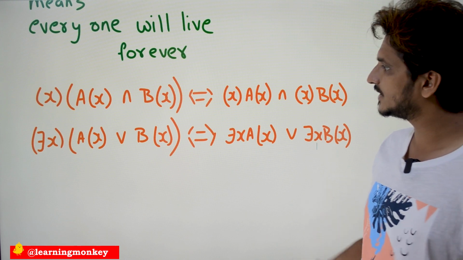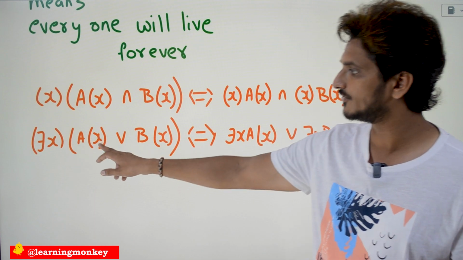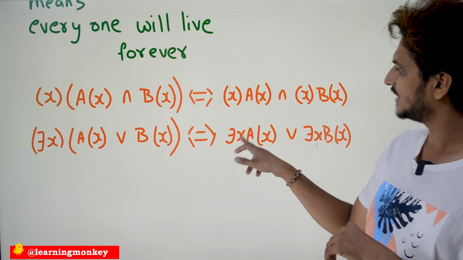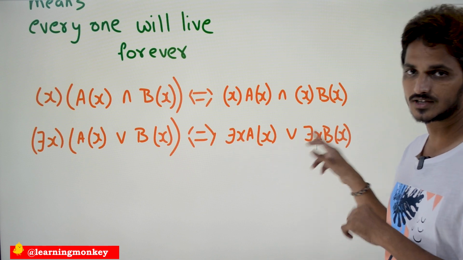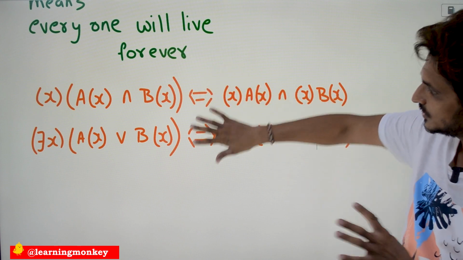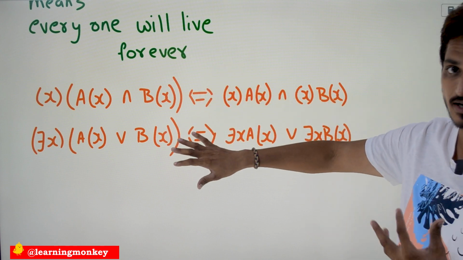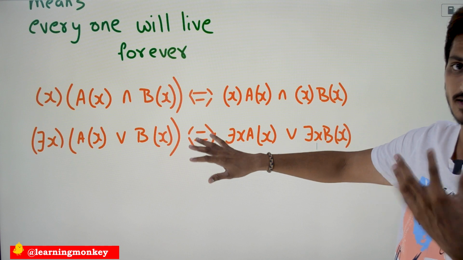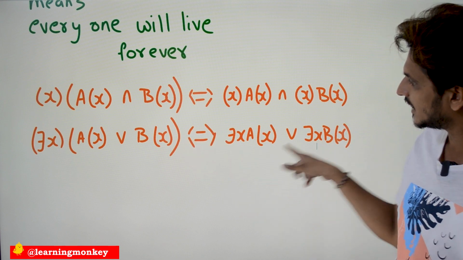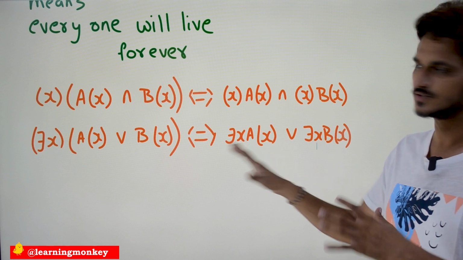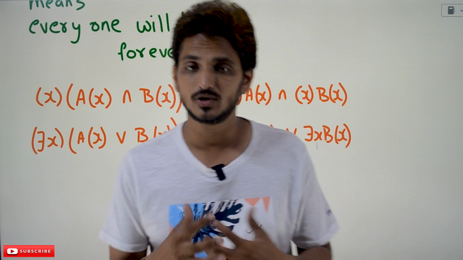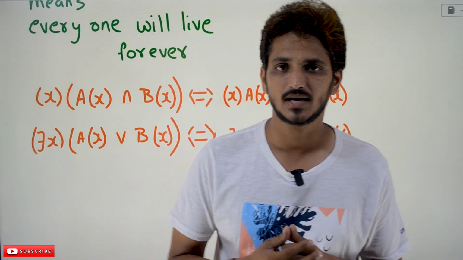Take the next one: there exists x, A of x disjunction B of x. It is equivalent to there exists x A of x, disjunction there exists x B of x. The same way, try to think about this formula for a better understanding of these equivalence formulas. You try to analyze this, it's very easy to understand, that's why we are leaving this part. Hope you understand these equivalence formulas. We are going to use these equivalence formulas in our next examples.